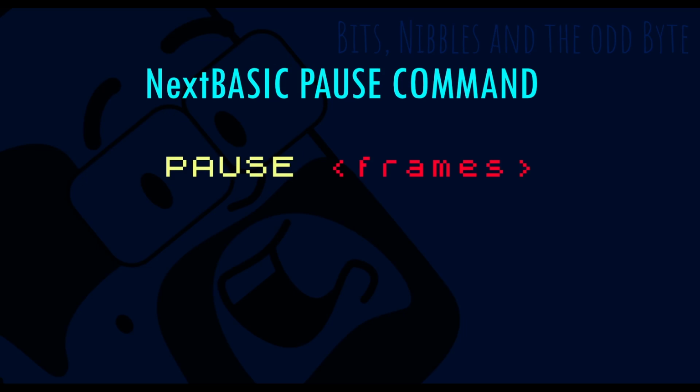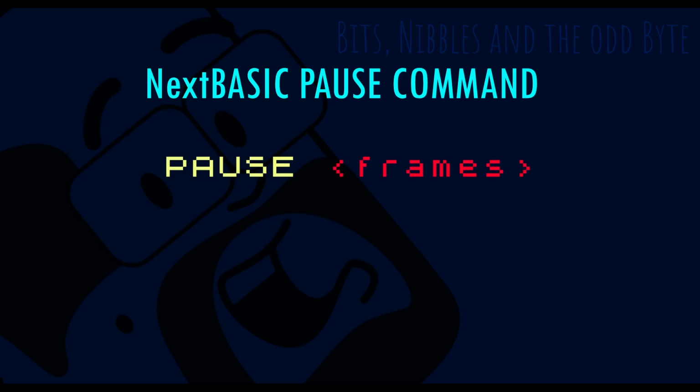Now pause, and then you put a number of frames in there, will hold the code or stop the program for that many frames. So 50 would be 1 second, for instance, at 50 hertz. 10 would be a fifth of a second. However, the problem with the pause command is that you can exit the pause by tapping a key, and that's not too great if you want to put an exact amount of time in a delay.